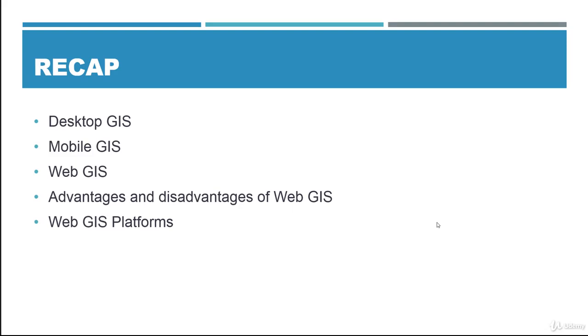To summarize, in this lecture, we have discussed desktop GIS, mobile GIS, and web GIS. We have also explored the advantages and disadvantages of web GIS. Finally, we looked at the various web mapping platforms.